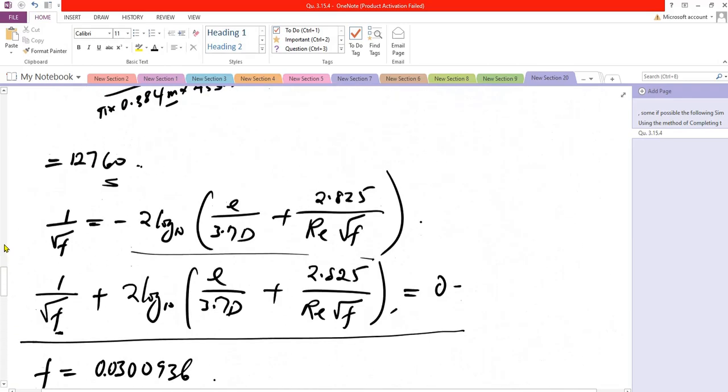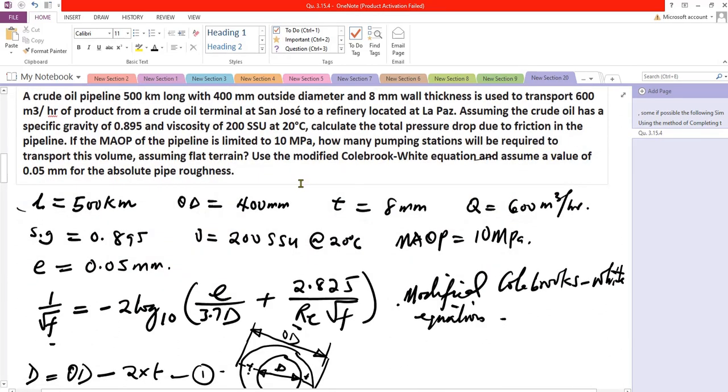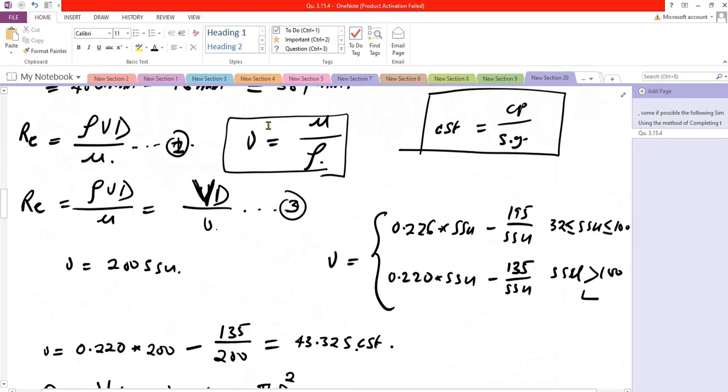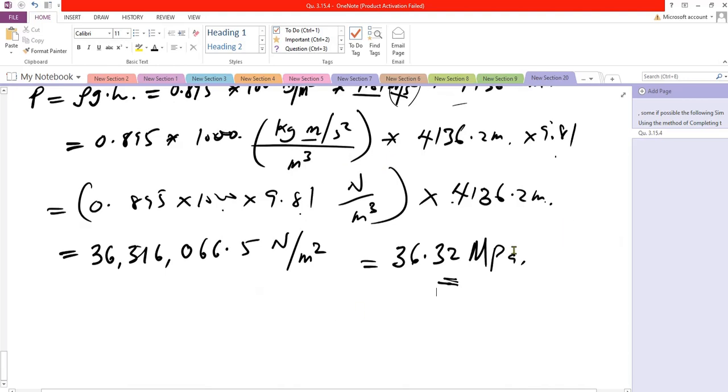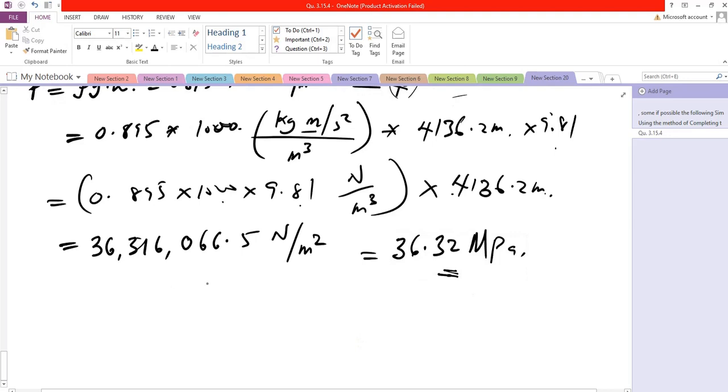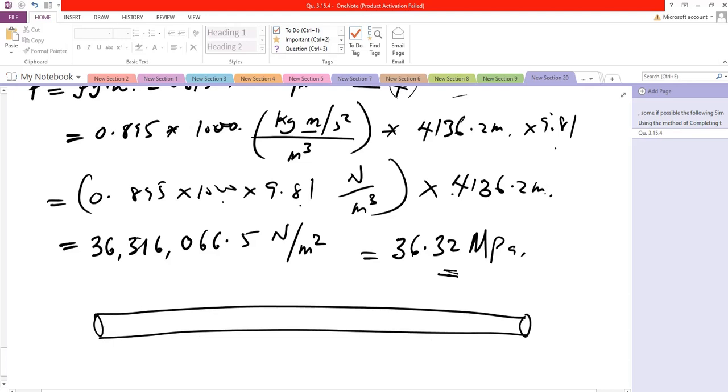Now they ask us how many pump stations will be required to transport this volume. Since the maximum allowable operating pressure of the pipeline is 10 megapascal, if you want to work against this pressure along that pipe, it will not be possible. The pipe will explode at this 36.32. So for instance, you have the pipe. This is a pipe. So here is 500 kilometer.